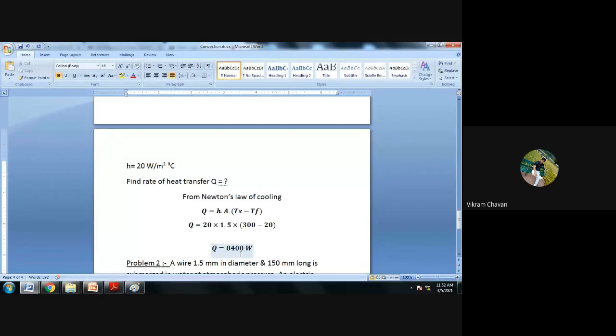Has everyone understood how to solve the simple problems? This is a simple problem where, if you remember the formula, you can put in the values and find out the answer. So this type of problem also. Roll number 76, is there any doubt?